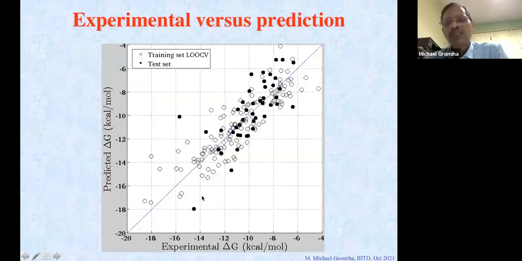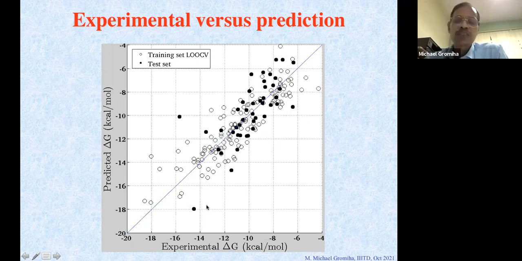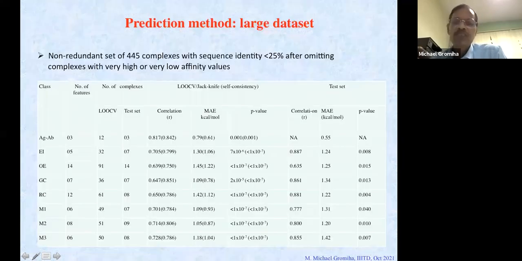In some cases, yes, we are not able to predict very well for several complexes because we are not using the structures, and in some of the cases, the structural interactions that we are not able to take into account. So that is the reason why there is some deviation for several complexes. Okay, then we repeated this with large complexes and we could get similar results.